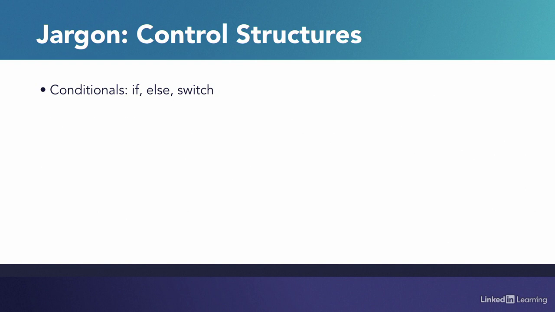Then we also have the notion of loops. There are a couple of main types of loops you'll use in JavaScript. One is the for loop, which you'll see a lot, and then the while loop. I'm not going to go into too much detail on those right now, but just know that they're both ways to do something over and over again until you need to stop.